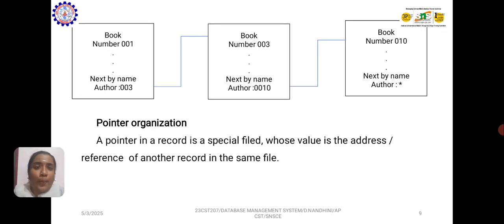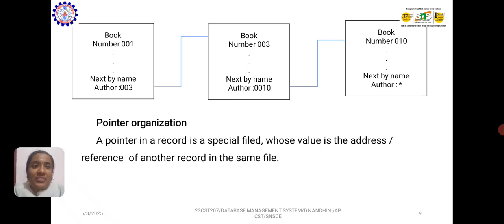Next one is pointer organization. What is pointer organization? A pointer in a record is a specific field whose value is the address that refers to another record in the same file. One record contains another record's important pointers. So if it gets deleted, it is easy for us to refer to the other record and get the file.